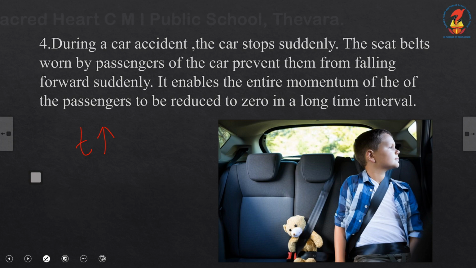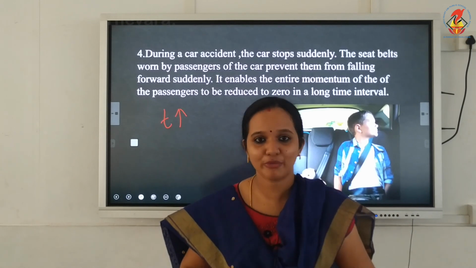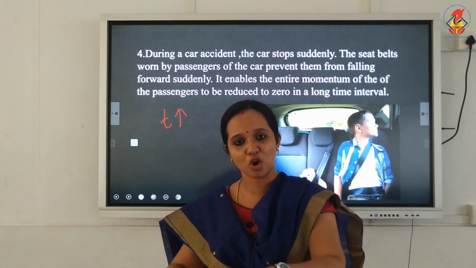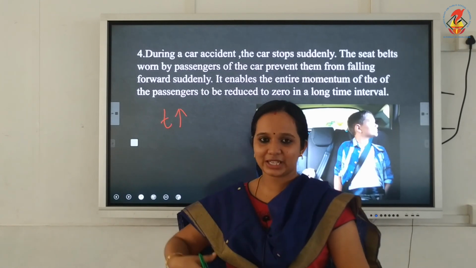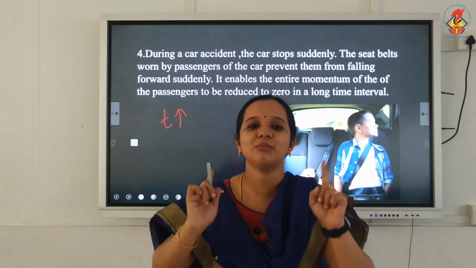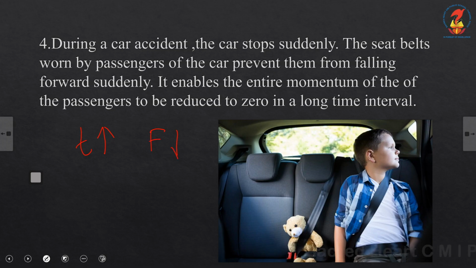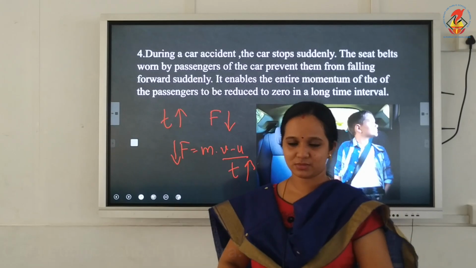When a car meets with an accident, the car will suddenly get stopped, and due to inertia of motion, we will be moving forward. The seat belt will increase the time of forward motion. When time increases, force will get reduced using the equation F is equal to m into (v minus u) by t. When time increases, force gets reduced.